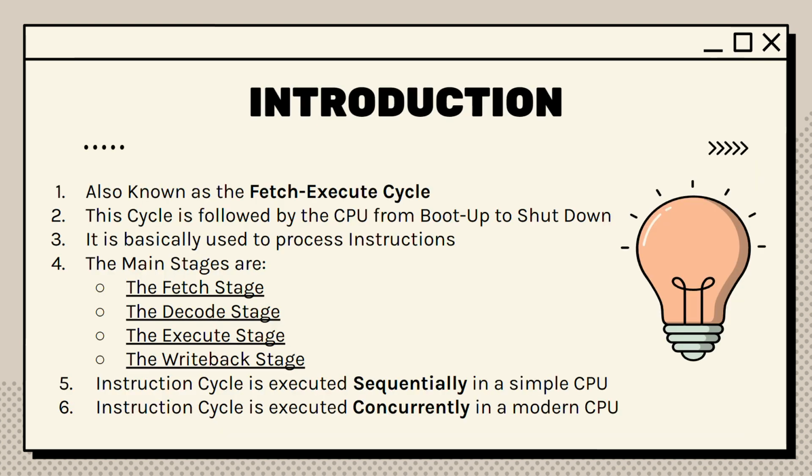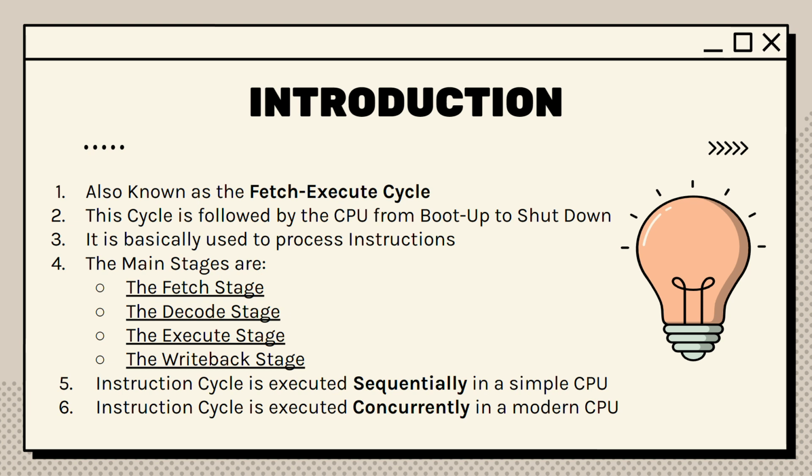Now moving towards the introductory slide, the basic instruction execution cycle, also known as the fetch-execute cycle or instruction cycle, is a fundamental process followed by a CPU from boot up to shutdown. It is basically used to process instructions. The main stages are: the very first one is the fetch stage, where the CPU fetches the next instruction from memory. The second is the decode stage. The fetched instruction is decoded, determining the operations to be performed and extracting necessary operands and addresses.